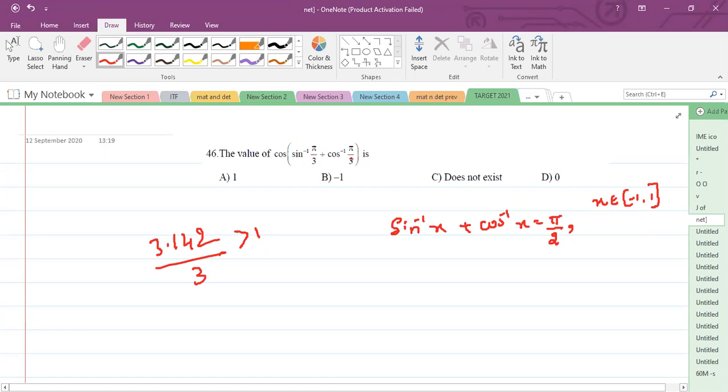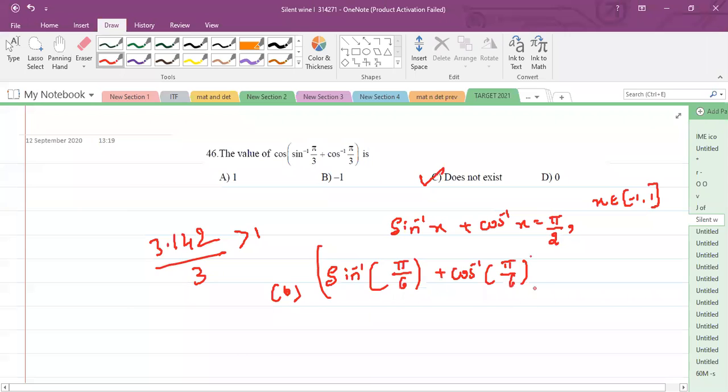Even cos inverse will not be defined for those. Therefore, this does not exist. Okay, if it were sine inverse of pi by 6 plus cos inverse of pi by 6, then you could have written it as cos of pi by 2, which is equal to 0. But here it is not defined. Sine inverse of pi by 3 is not defined.